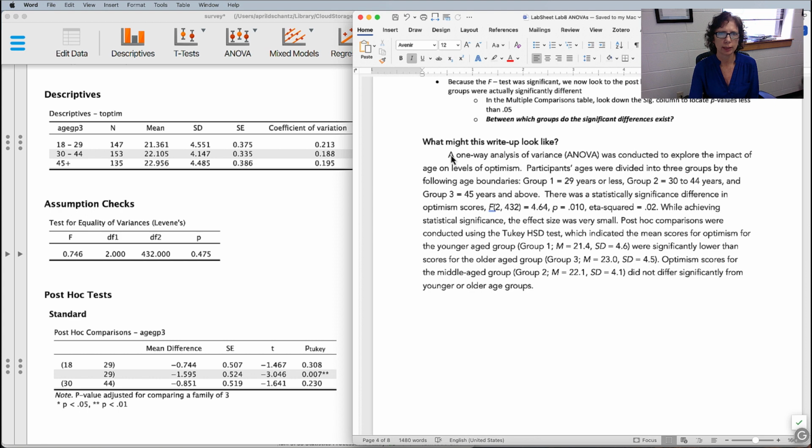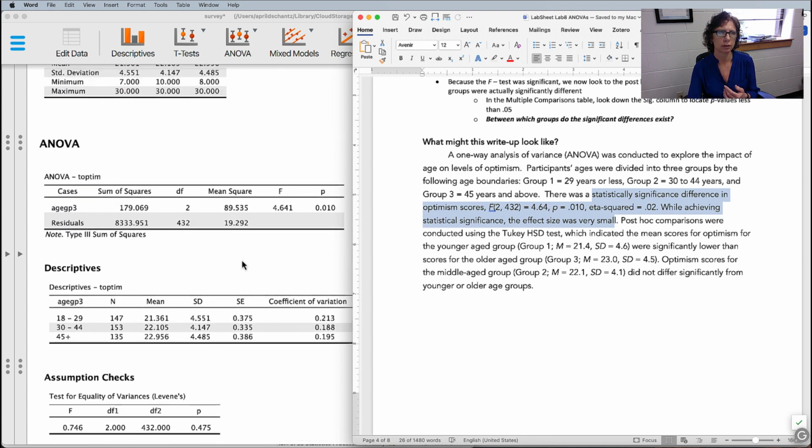So as usual, we let the reader know what type of test was being conducted and between what variables, optimism, and 3 groups of age. We let the reader know the results of the test. First, we're telling the reader about the model. So at model level, that's the ANOVA, we have a significant model that says significant differences exist. Then we have to go into details and let the reader know what we found in the post-hoc comparisons.